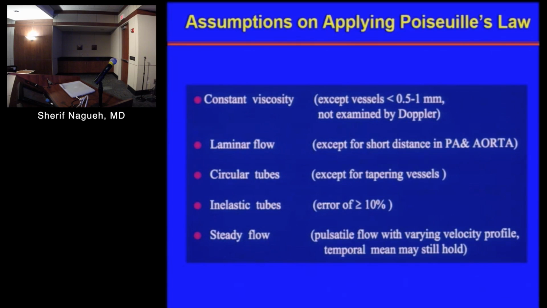And finally, steady flow. Flow in the circulation is pulsatile flow with a varying velocity profile. One way of dealing with this is saying I am going to measure the flow at several time points during systole, and then I will go for a temporal average.